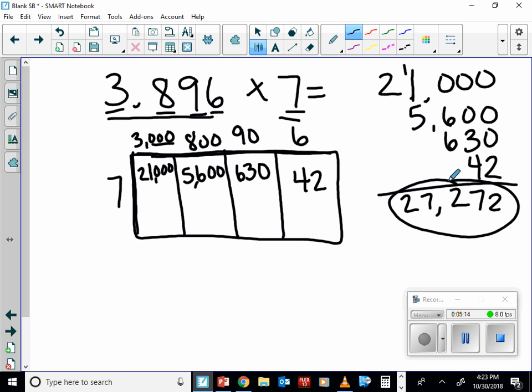Again, if you don't like partial products, you're welcome to have your child do the standard algorithm, but a lot of kids like this because it's very visual, and a lot of kids are really successful in it. So I tell them to choose whichever one they like the most. So that is partial products.